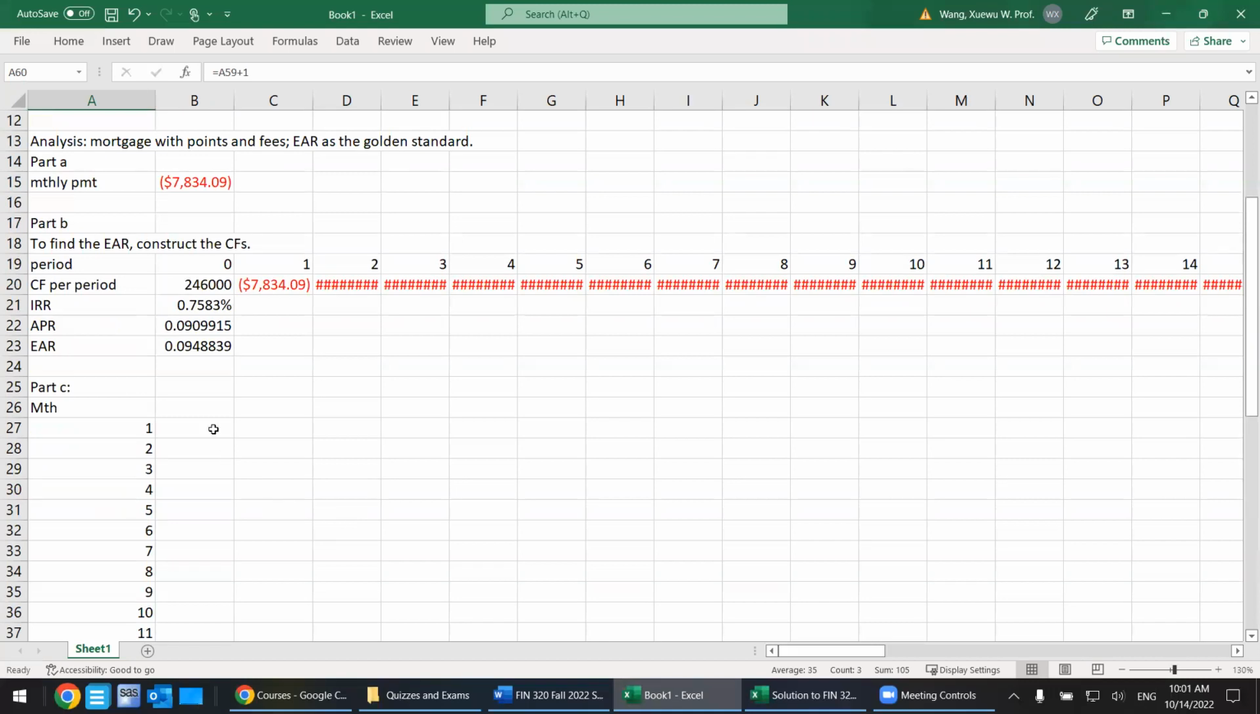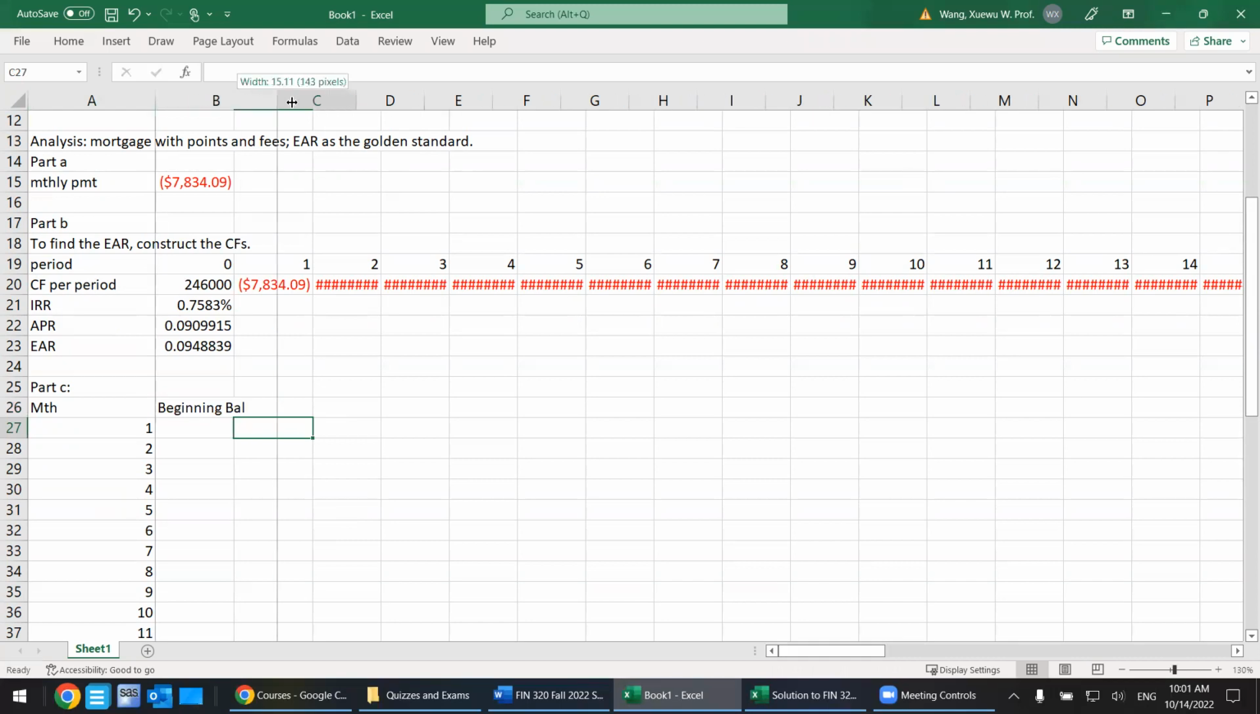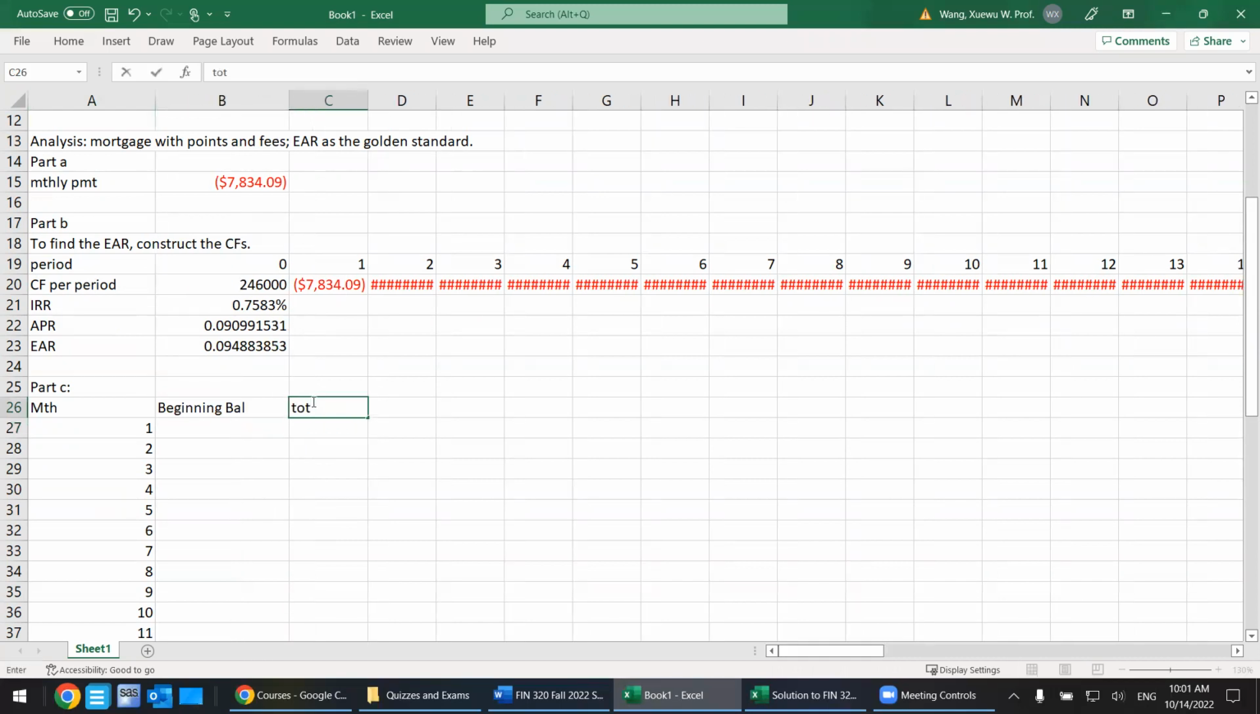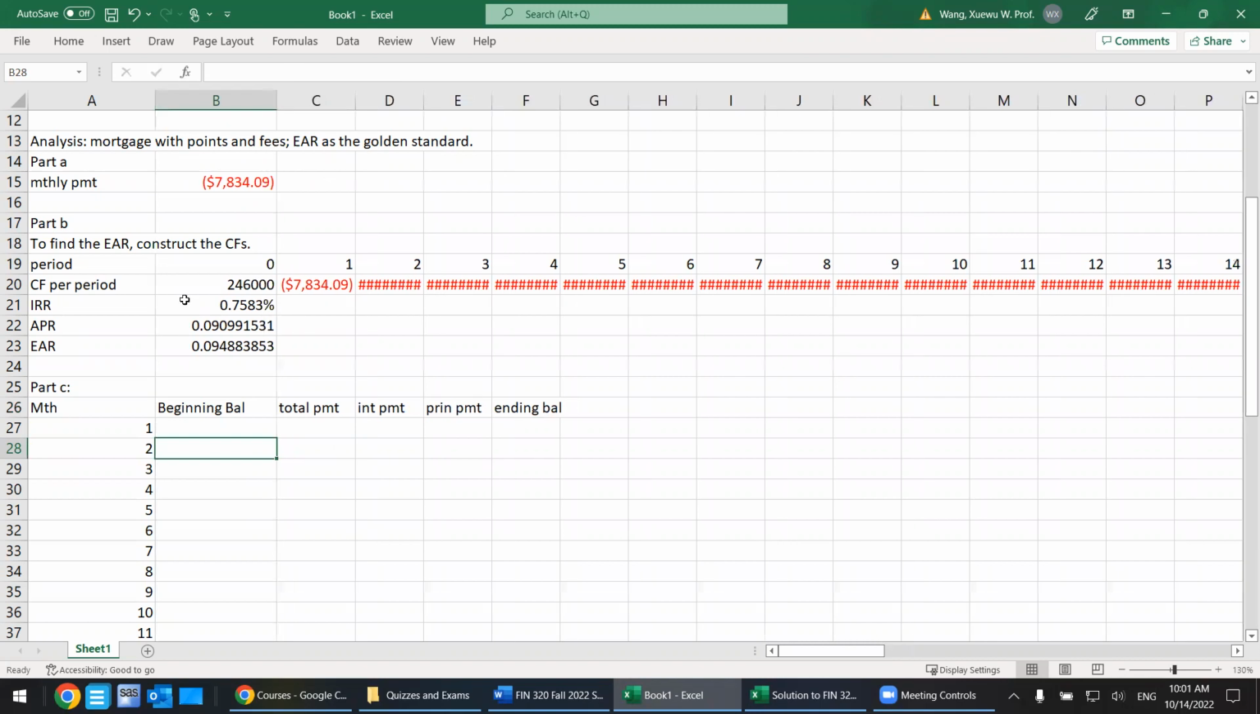All right, so let's look at your beginning balance for the principal, and then you're going to look at the total payment every month, and then you're going to break this into interest payment and the principal payment. Okay, and then you're going to look at your ending balance. All right, so these are the different columns for your amortization table. Okay, so you start with the beginning balance.